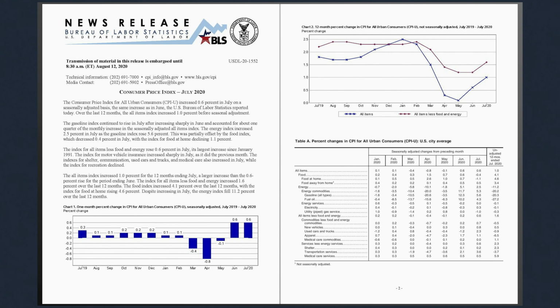Consumer Price Index, July 2020. Transmission of material in this release is embargoed until 8:30 a.m. Eastern Time, August 12, 2020. The Consumer Price Index for all urban consumers (CPI-U) increased 0.6% in July on a seasonally adjusted basis, the same increase as in June, the U.S. Bureau of Labor Statistics reported today.